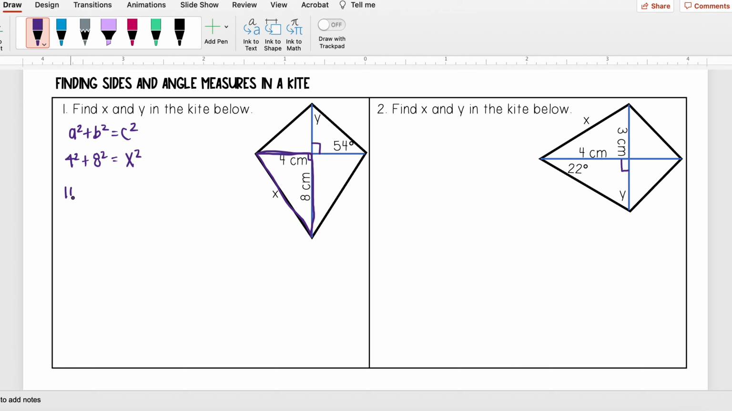4 squared, I get 16. 8 squared, I get 64. 16 plus 64, I get 80. And then when I take the square root, I'm just going to go ahead and round to the nearest tenth. I get 8.9 is equal to x.